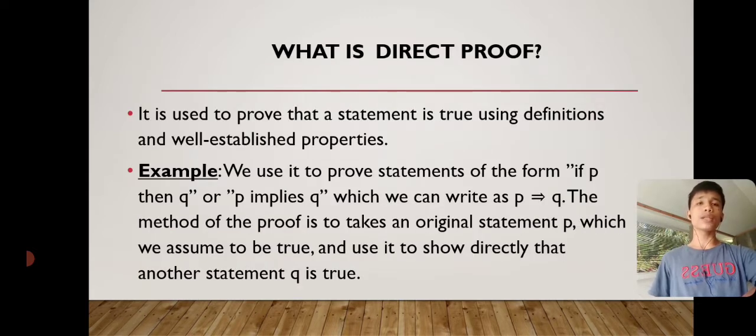A direct proof is used to prove that a statement is true using definitions and well-established properties. We use it to prove statements of the form if P then Q, or P implies Q. The method of this proof takes an original statement P, which we assume to be true, and uses it to show directly that Q is true.